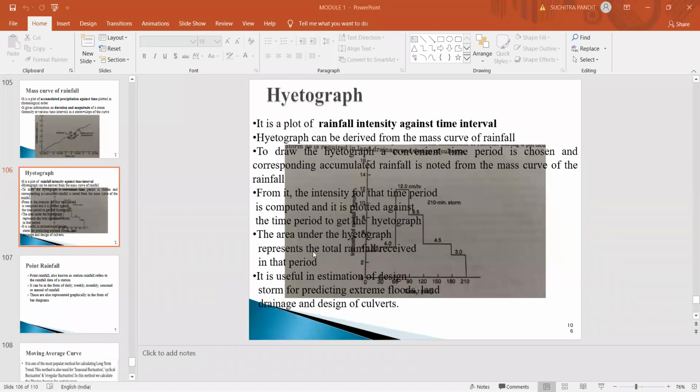The area under the hyetograph represents the total rainfall received in that period. Now you can see here it is simply a bar graph, and the area within this graph corresponds to the total rainfall received in that particular time interval. So it is useful in the estimation and design of storm for predicting extreme flood, and it also helps in land drainage and design of culverts. So these are the two methods by which you can present the rainfall data. The first one is the mass curve and the second one is the hyetograph.